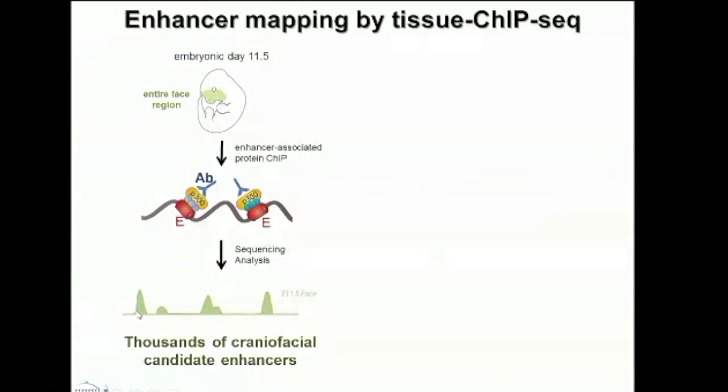All of these little peaks that you see across the genome are then candidate regions for enhancer activity in that particular tissue that you're looking at. This generates genome-wide maps, but we can also take any of these peaks and characterize them in more detail.